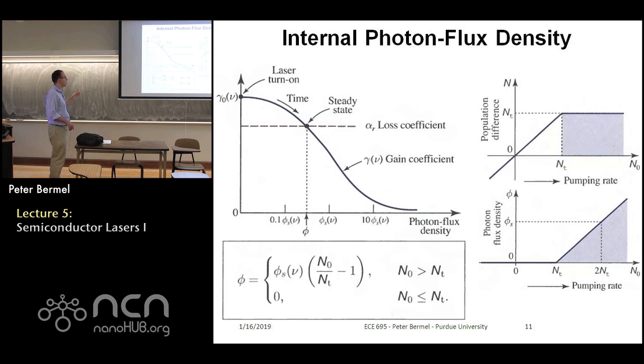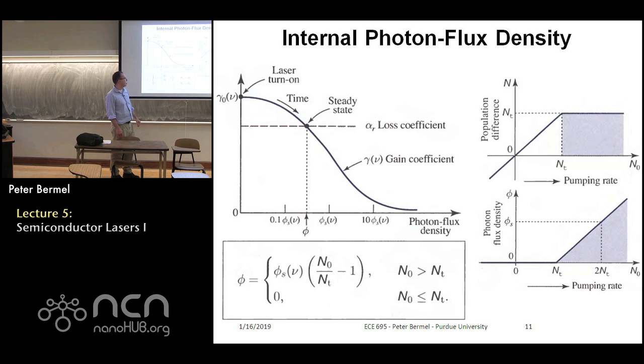This slide is just showing that the photon flux density is typically given by the saturation flux density that I mentioned earlier, times the population difference divided by the threshold minus one. That tells you it's just linear in the degree to which you're above the population threshold.